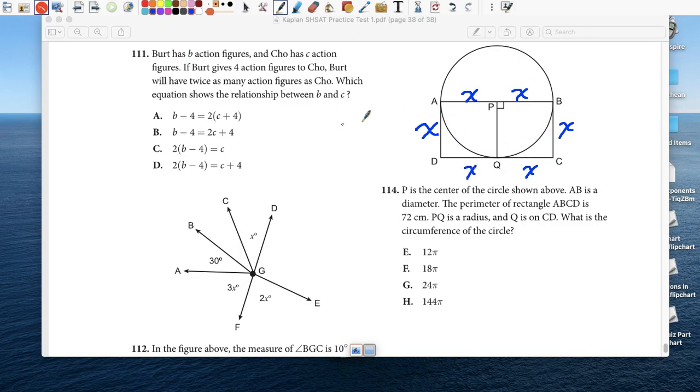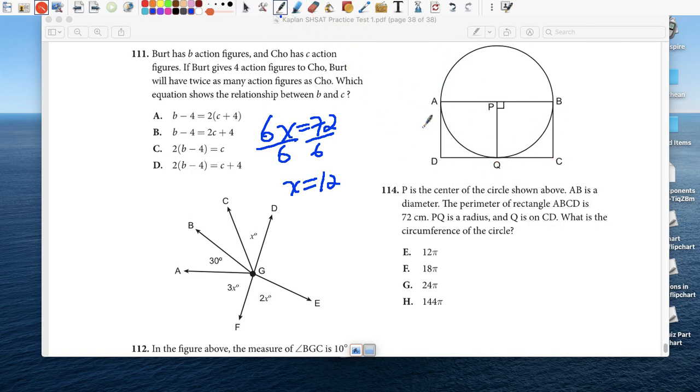The perimeter of this rectangle is all those sides added together, which is 1, 2, 3, 4, 5, 6. 6x equals 72, divided by 6, x equals 12. So coming back to this, it means that this is 12, this is 12, this is 12, this is 12, this is 12, and this is 12.